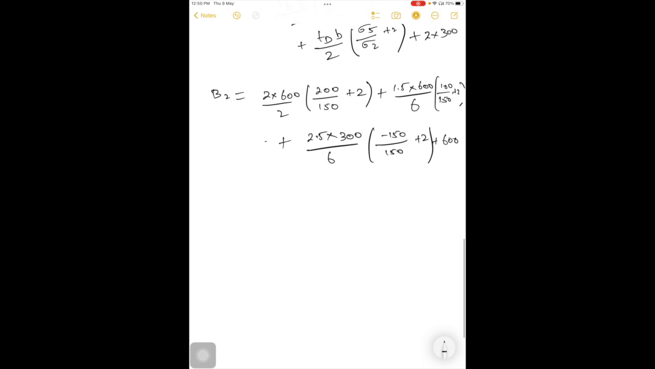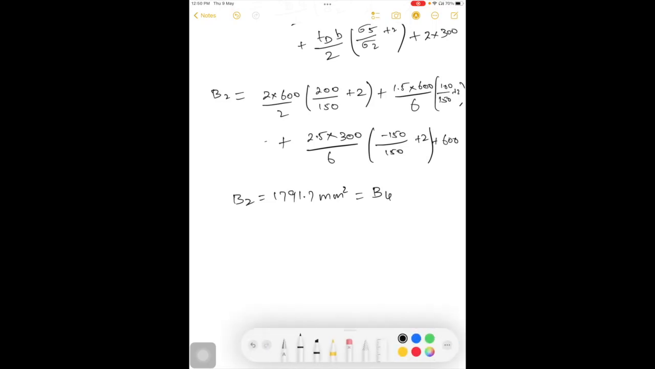So when you solve this one, you will get B2 equal to 791.7 mm square. So it is also equal to B5.